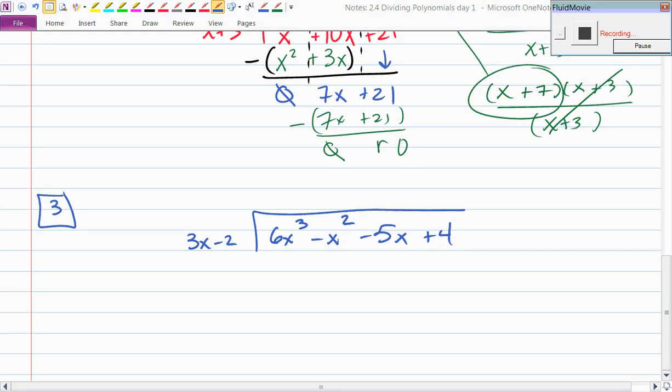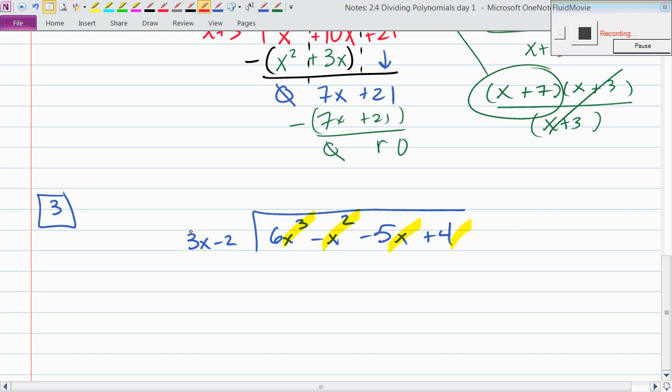All right, so my dividend. What's the degree of the dividend now? 3. Good. What's the degree of my divisor? 1. That's good. Do I have every single term accounted for? Yes, I sure do, right? I have an x to the third. I have an x squared. I have an x to the first. And I have an x to the 0. I'm good to go. So, here we go.